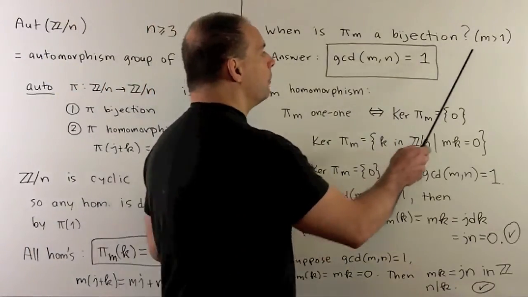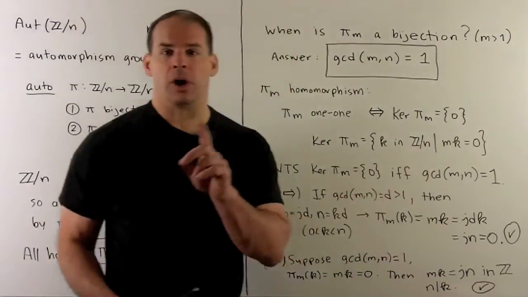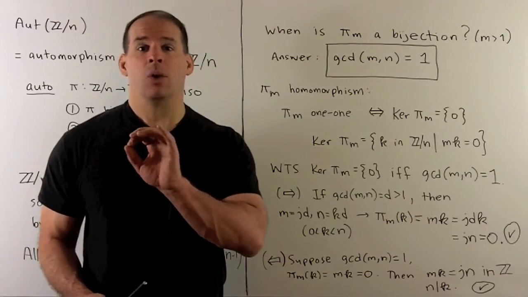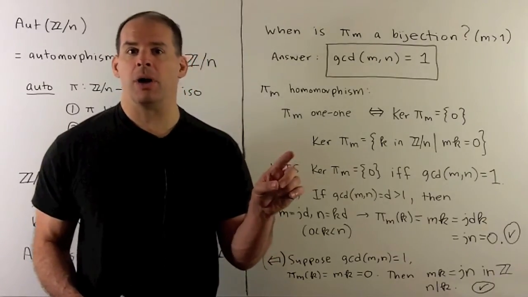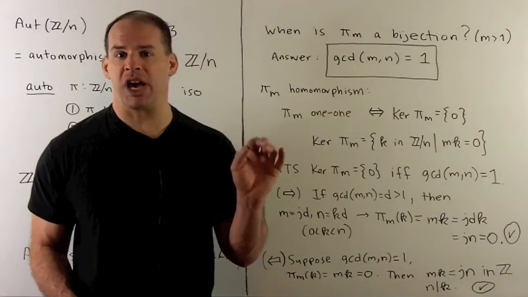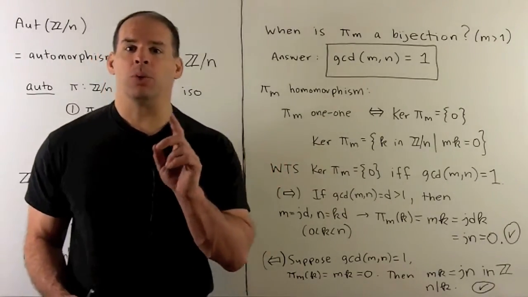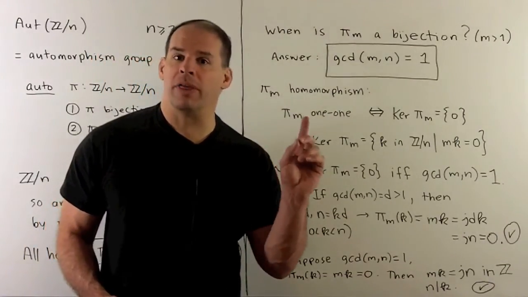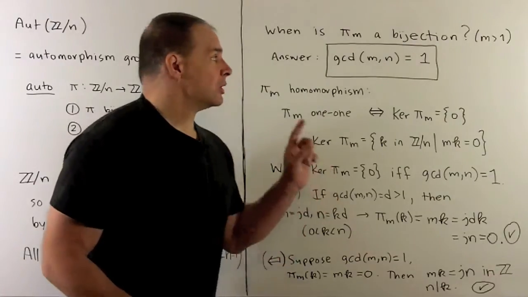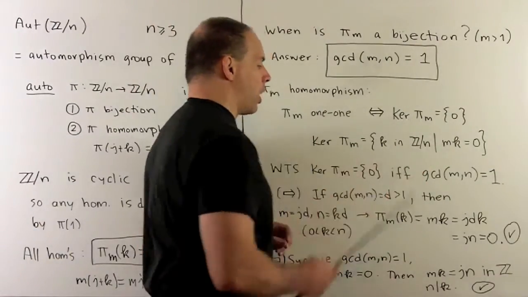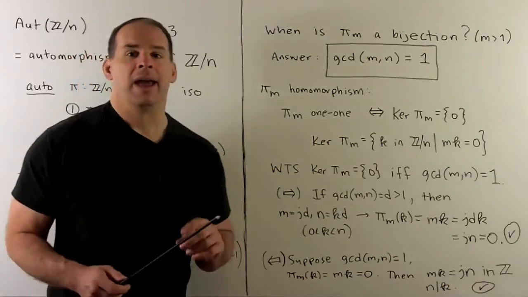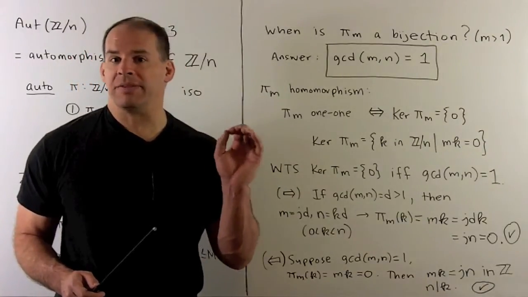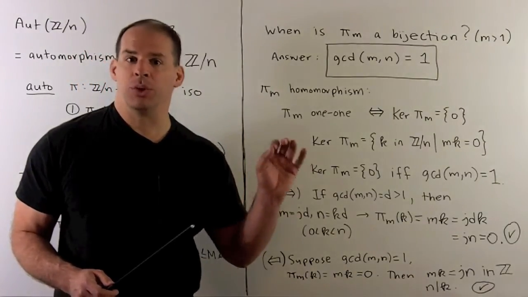For here, we can exclude 0. If we send 1 to 0, everything goes to 0, so that's clearly not going to be a bijection. If I let m be equal to 1, we have the identity map, and we already know that that is a bijection. So we'll just have m greater than 1 for the argument. Answer: the greatest common divisor of m and n is equal to 1.